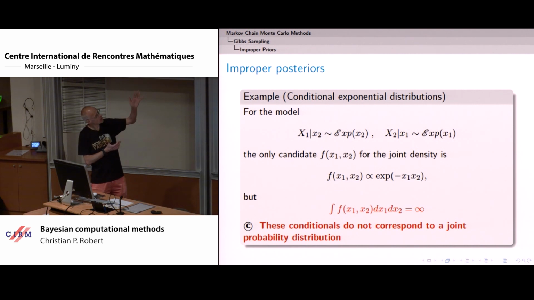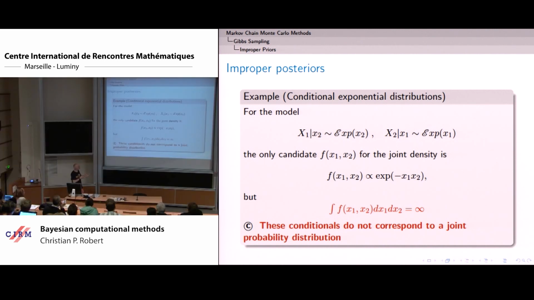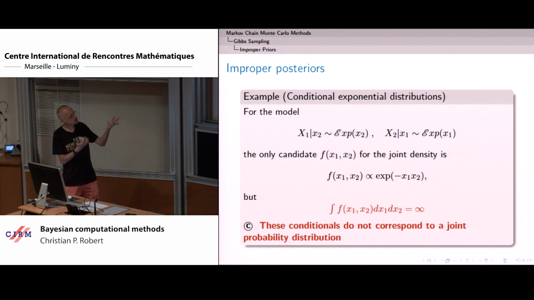If you consider an exponential with scale x2, another one with scale x1, or inverse scale x1 and x2, those are two perfectly well-defined conditional distributions. But in that case, if you look at the corresponding joint density, you apply Hammersley-Clifford, you find that your joint is exponential of minus x1 x2. And this density doesn't integrate to a finite value on 0 to infinity squared. So these are well-defined conditionals, true probability densities, but there is no joint probability density. And so the Markov chain that you will create cannot converge to a probability density.